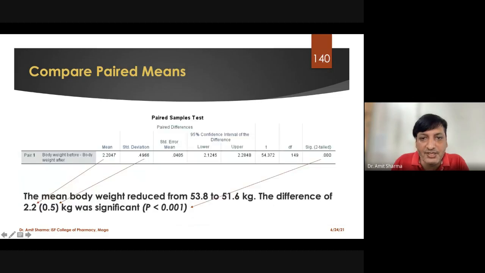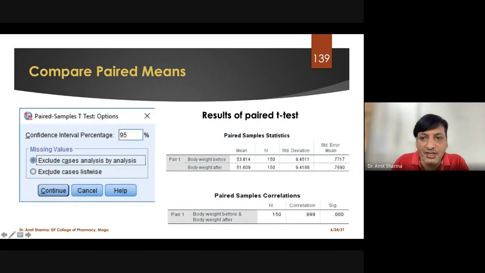We are going to get three tables, and we are going to discuss what each table represents. The first table, like the previous ones, gives descriptive statistics. We get the details of the variables. If you have multiple pairs, you will have more lines here: pair 1 for weight, pair 2 for blood pressure before and blood pressure after. Like this you will have multiple lines. As we have run only a single pair, we have only 2 rows.